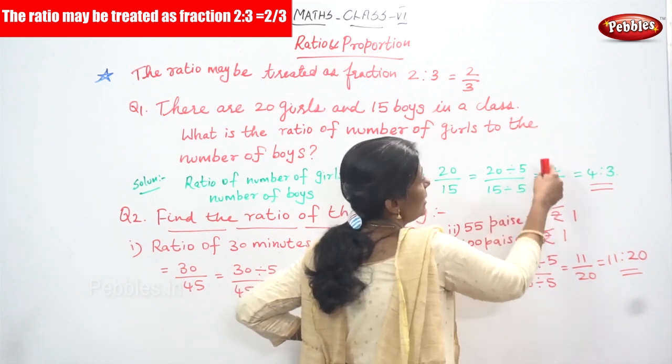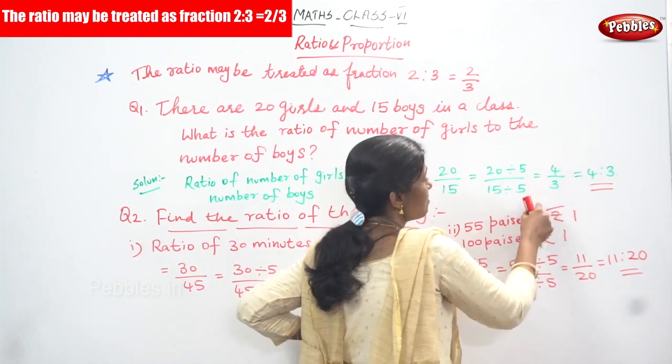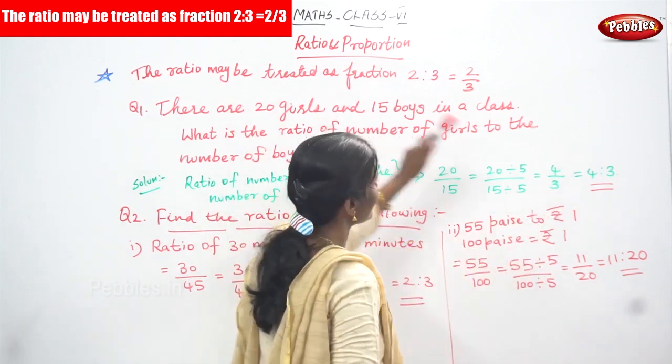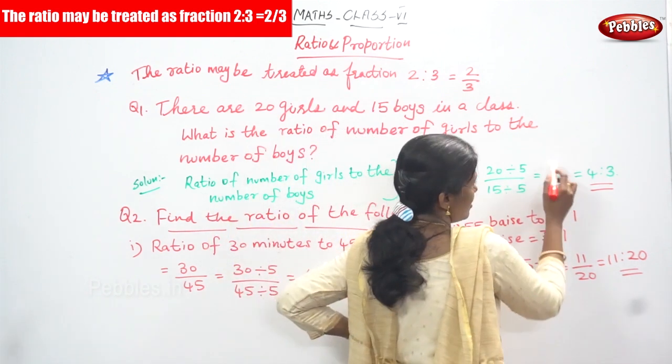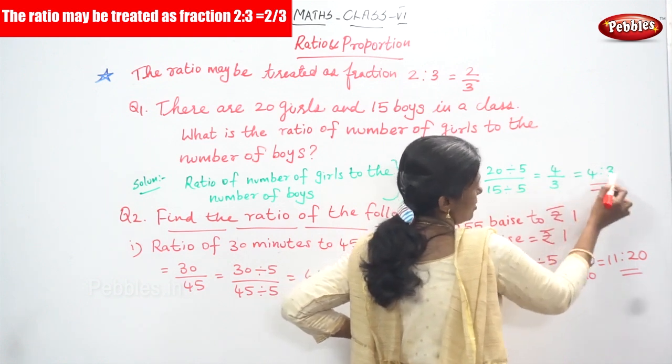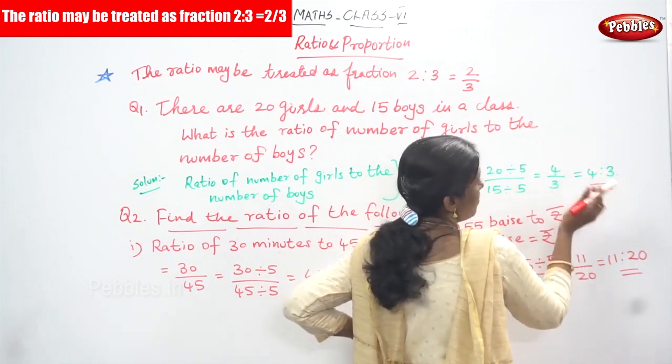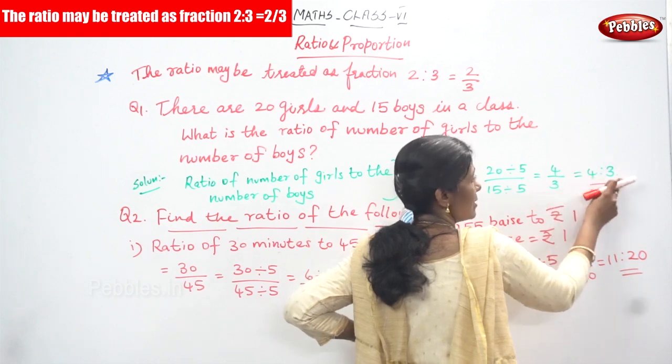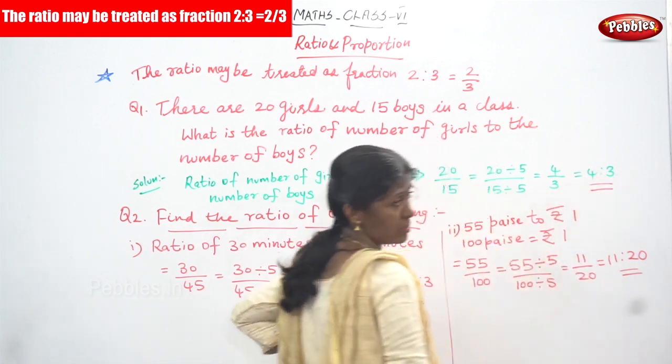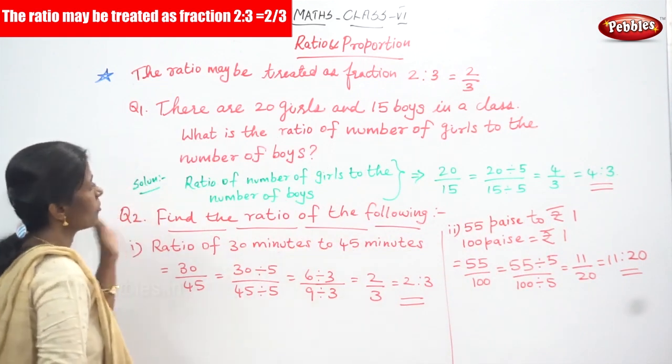So we have the fraction 4 by 3. As I've told you already, a ratio may be treated as a fraction, so this fraction is converted into the ratio 4:3. This is girls and this is boys. So the ratio is 4:3. That is what we found.